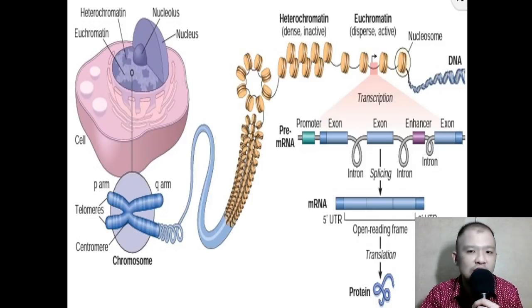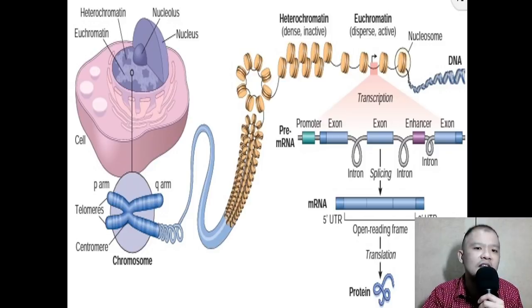Our previous knowledge on the DNA is that, going from macroscopic to microscopic, the DNA is contained in the chromosomes. Remember that in biochemistry. And each chromosome is composed of chromatids. And if you unwind them further, you see a densely packed inactive heterochromatin.